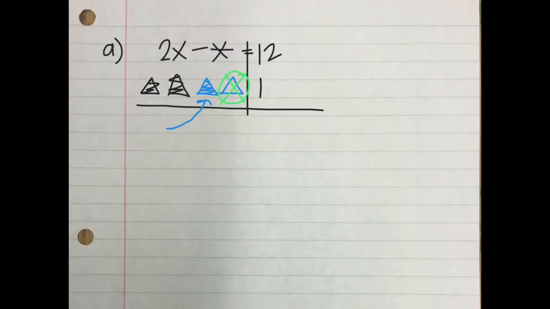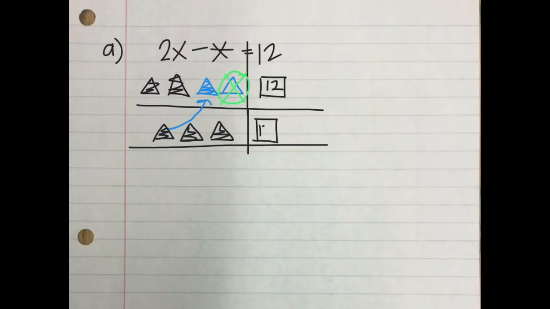And on my right side, I just have a 12. I'm going to do a rewrite now because I've gotten a little sloppy here. And what I end up with are 1, 2, 3 shaded triangles that equal 12. I'm going to show that. 1, 2, 3 shaded triangles that equal 12, meaning each shaded triangle equals 4. In other words, x equals 4.